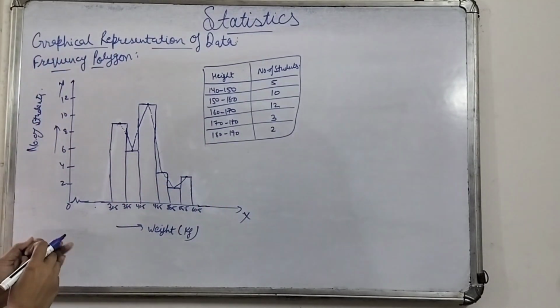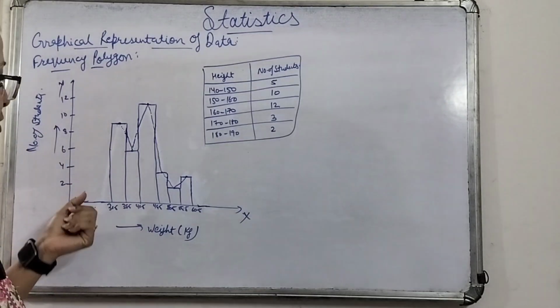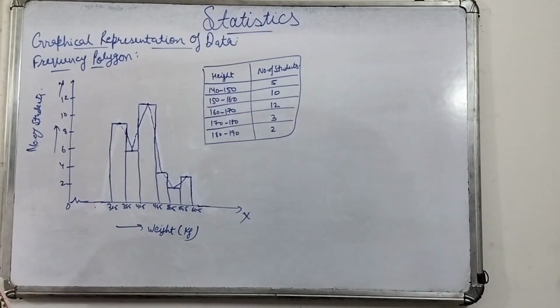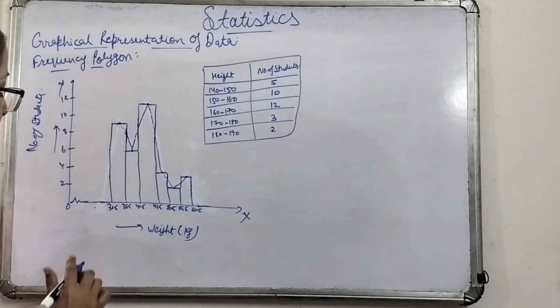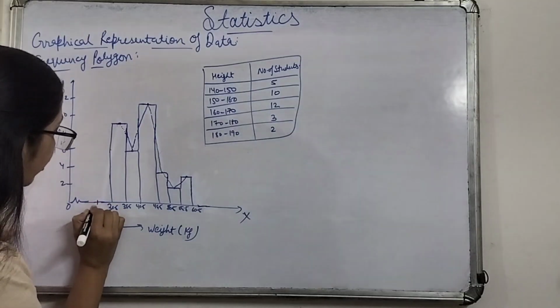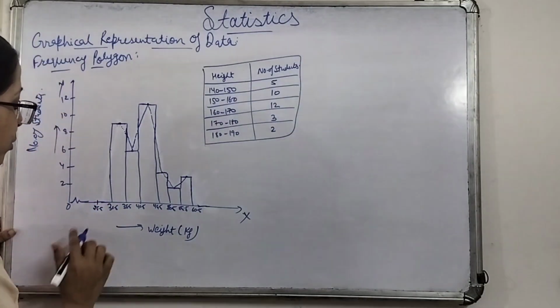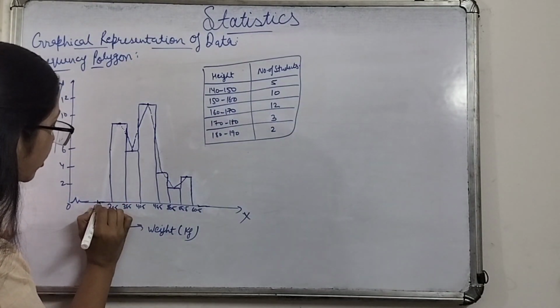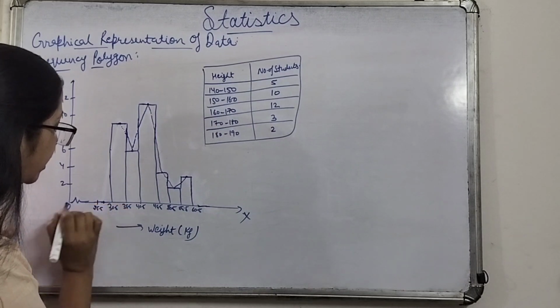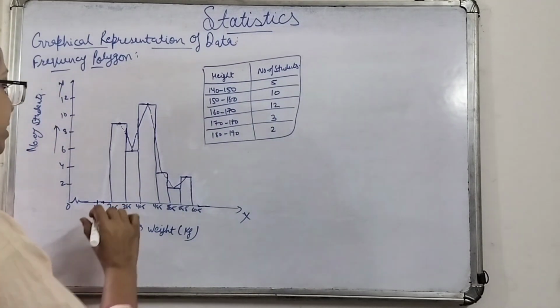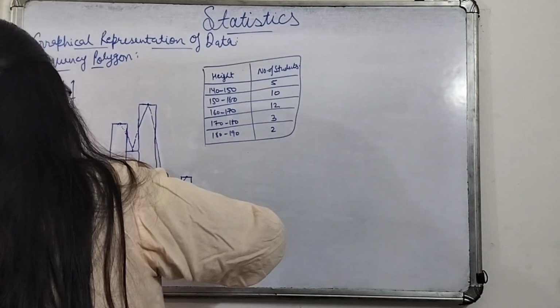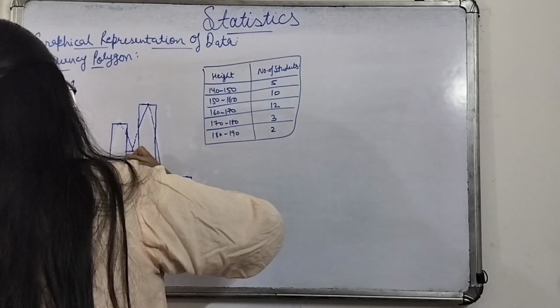Now we will assume that there is one more class interval with frequency 0. Over here it is 30.5, so somewhere here it will be 25.5 also. The middlemost point of these two is this point, and it has 0 frequency. So I'll be joining this point with this point.